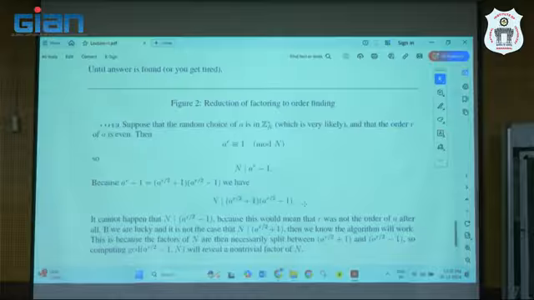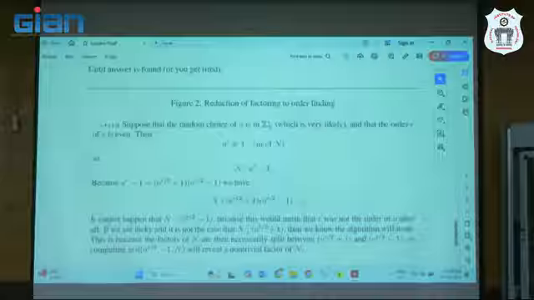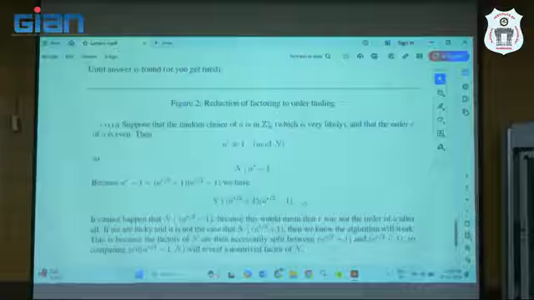Because if N divides A to the power R over 2 minus 1, then A to the power R over 2 minus 1 is 0 mod N. That means A to the power R over 2 is 1 mod N. That is a contradiction to the definition that R was the smallest. Remember the definition, it is the smallest. So N cannot divide A to the power R over 2 minus 1. Agreed? Yes or no?